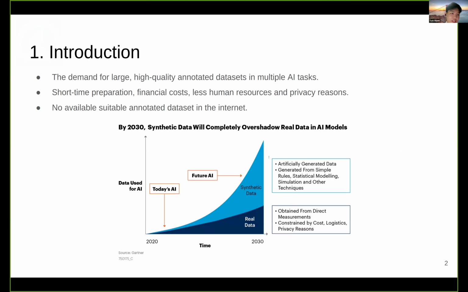Nowadays, the rapid advancement of deep learning and computer vision has significantly increased the demand for large and high-quality annotated datasets for multiple AI tasks. The acquisition of such datasets often requires substantial resources, including time, financial costs, human resources, and privacy concerns. In some specific tasks, there are not many suitable annotated datasets on the internet.